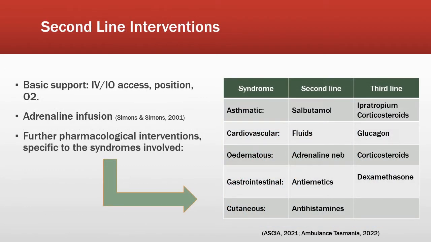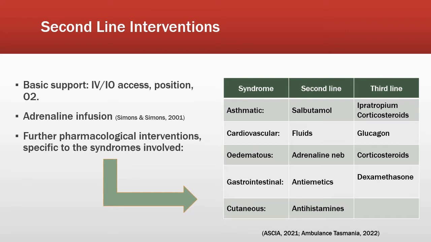So once we've jabbed up with some IM adrenaline, we need to start looking at other things like our basic supports: IV or IO access if the situation's dire, position and oxygen, those sorts of things. Now, in my personal practice, I'll tend to move very quickly to an adrenaline infusion. I understand a lot of people won't have that available to them, but in my intensive care practice, that's probably where I'd move. In lieu of a second dose of IM adrenaline, I'd probably go straight to an IV infusion.